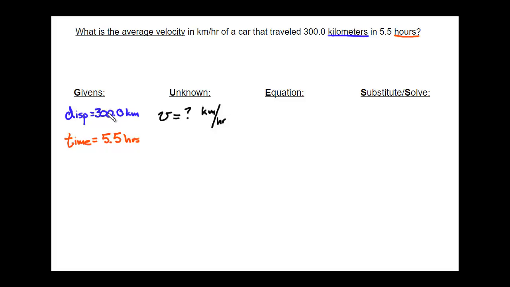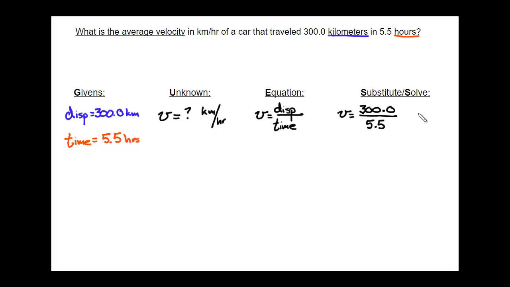At this point, given that I have a displacement, a time, and a velocity, I'm looking for an equation that helps me solve for velocity, so that's velocity equals displacement divided by time. And now, if I start replacing numbers for these terms, I'll get that velocity equals 300.0 divided by 5.5.